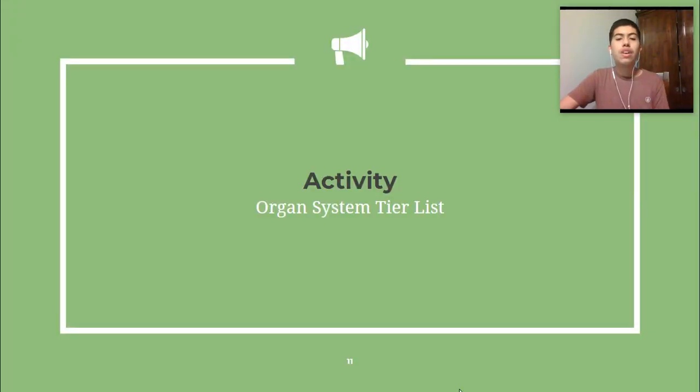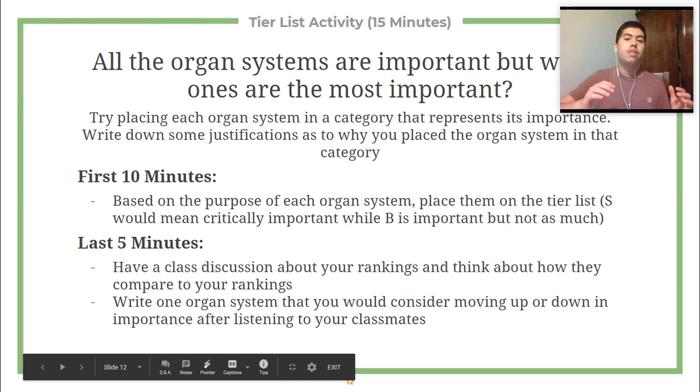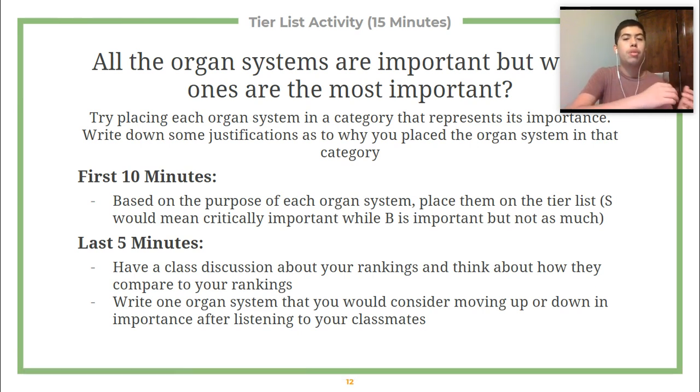So now we're going to do an activity called the organ system tier list. So all organ systems are important, but which ones are the most important? Try placing each organ system in a category that represents its importance. Write down some justifications as to why you place the organ system in that category. So we know that all organ systems are important because they all have a very important role in your body. But it will be just kind of a fun activity to see which organs you believe are the most important.